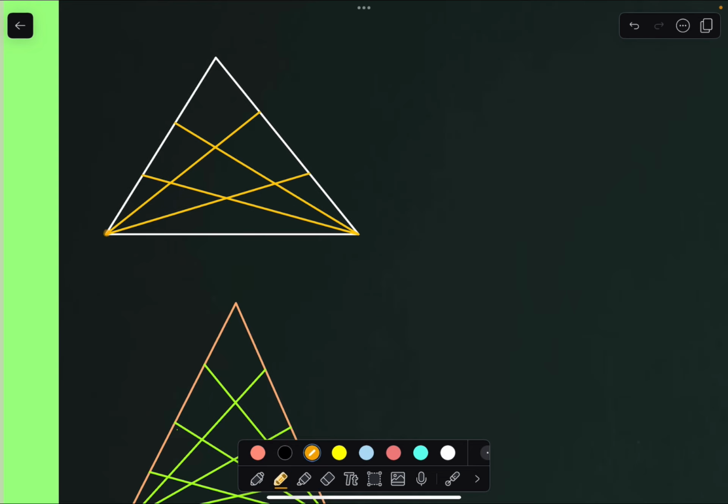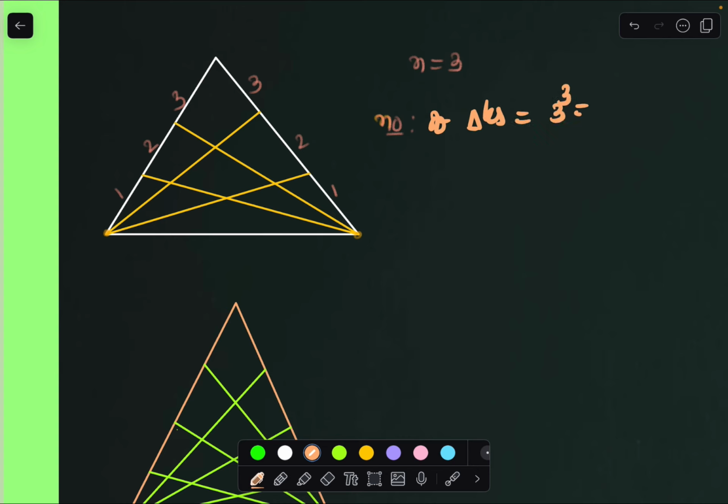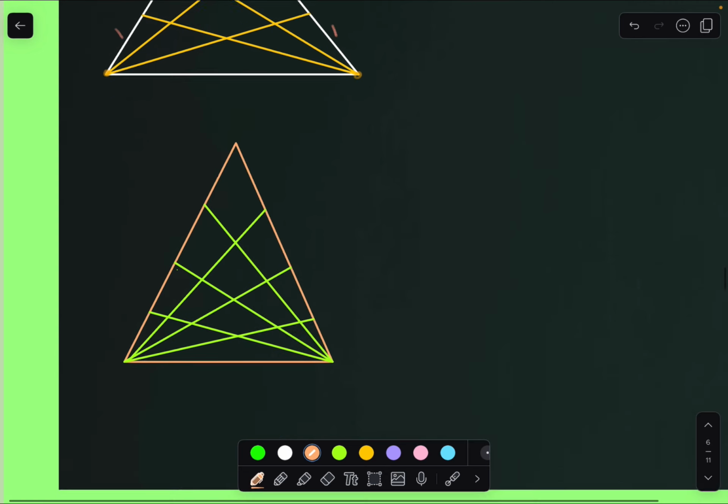And here we are drawing slanting lines from two different vertices. Here the base got divided into how many parts? 1 2 3. Here also 1 2 3, right? Now n equals 3 only. And the number of triangles we want here, right? So the number of triangles equals 3 cube, which is equal to 27 triangles we can get in this figure, right?